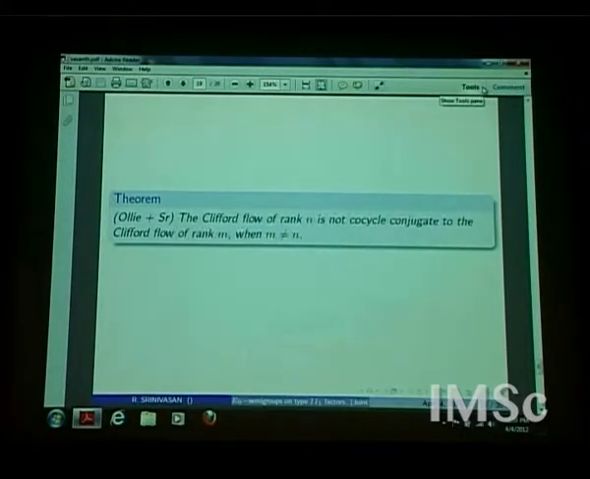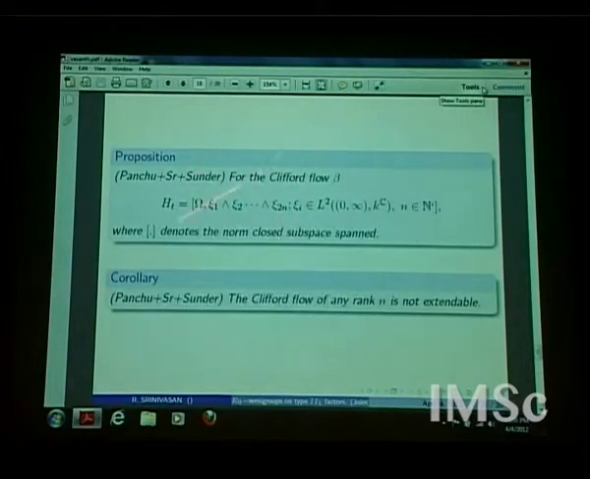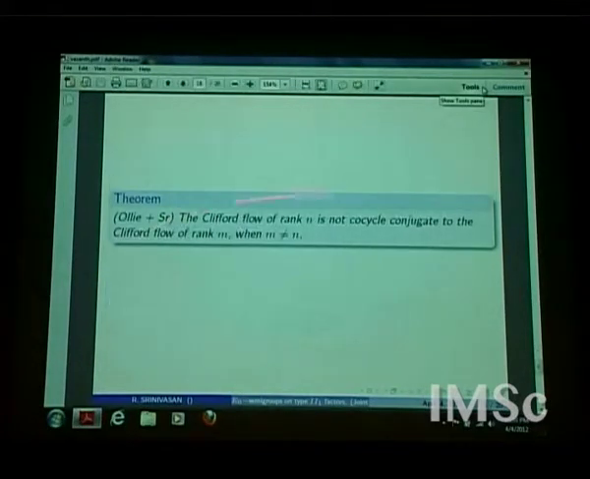If they are cocycle conjugate, then the super product system has to be isomorphic. But if they are isomorphic, then there is this L2K, and then we can talk about all products. There is a product system you can associate to this super product system. If they are isomorphic, then one can do some calculations and show that the product system is also isomorphic. That will imply that the car flow of rank n is cocycle conjugate to car flow of rank m, which is not true. So that is the proof. All these Clifford flows are not cocycle conjugate to each other.